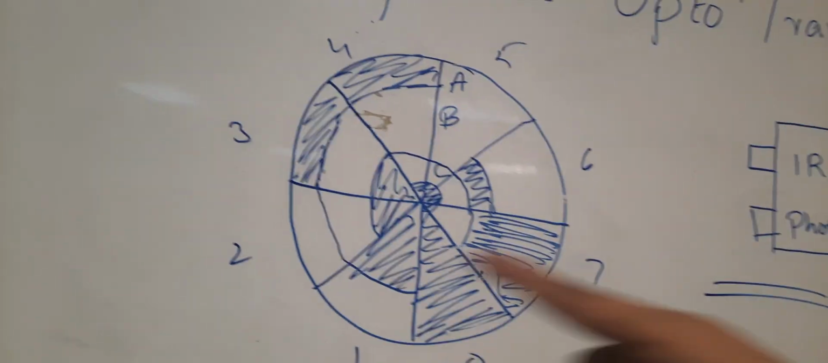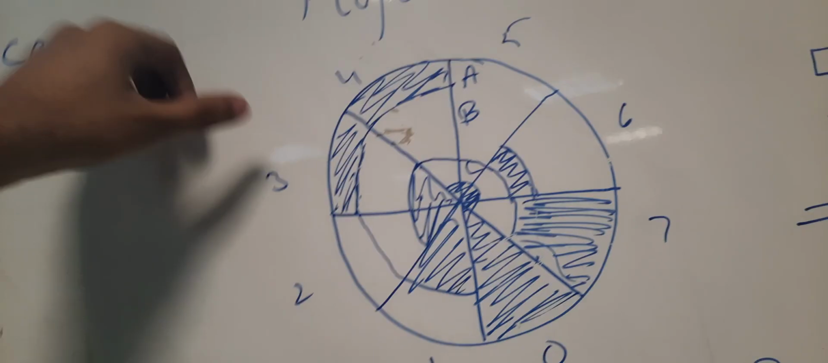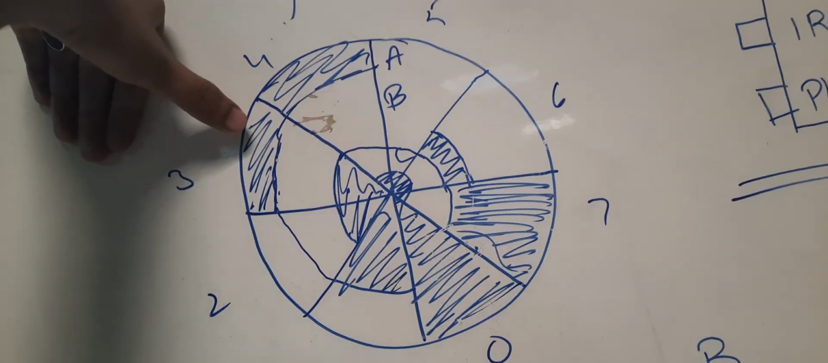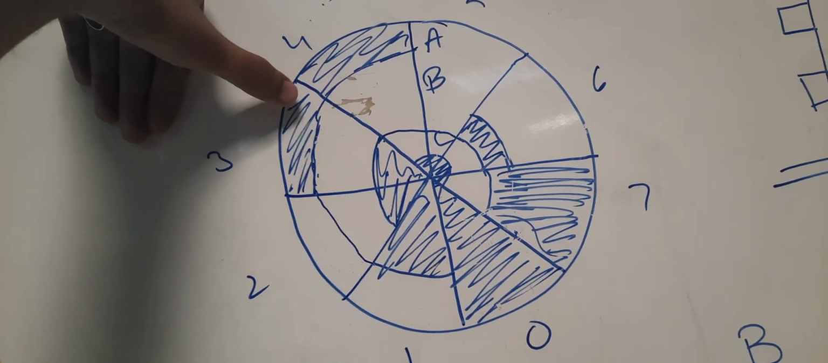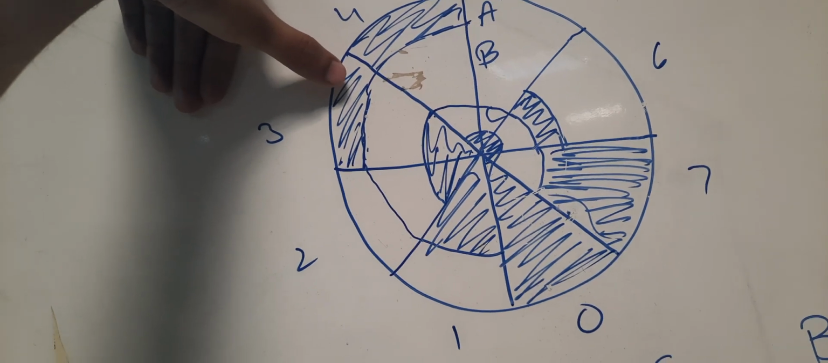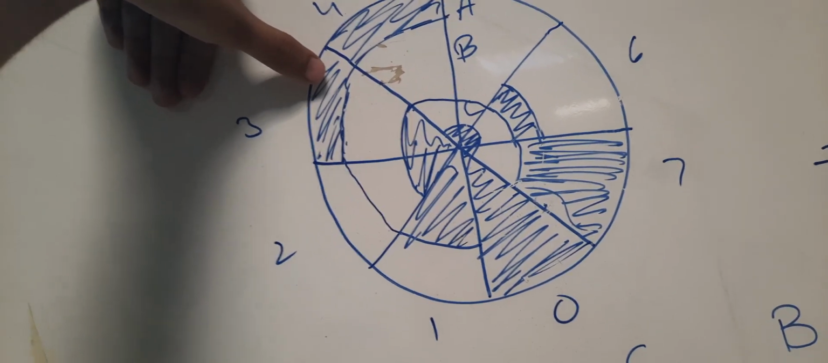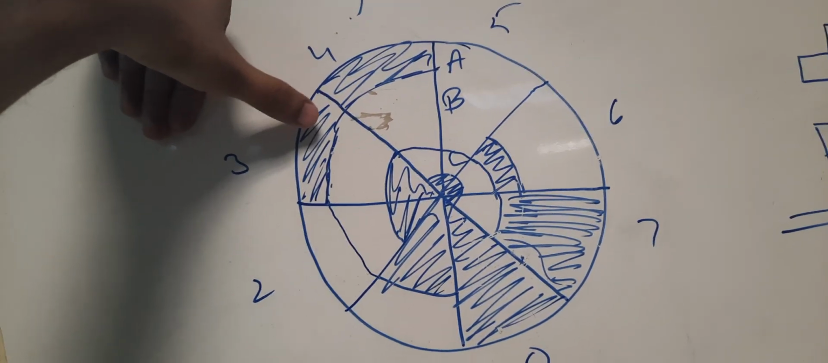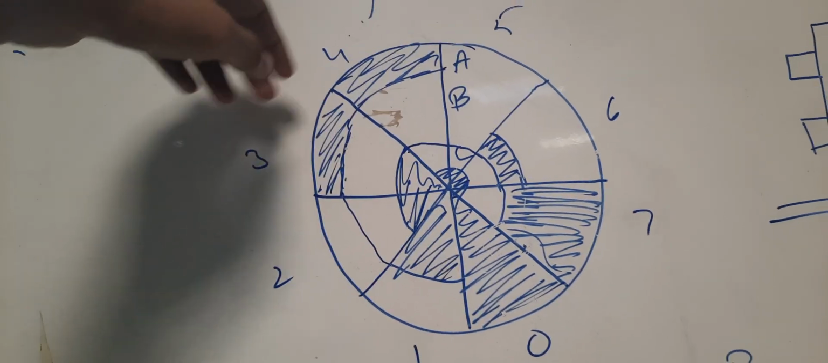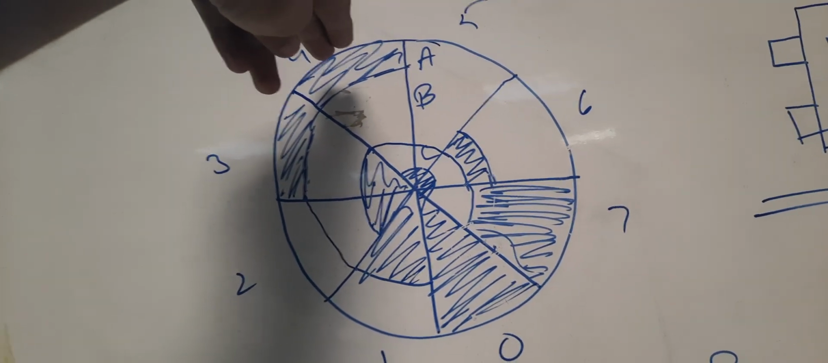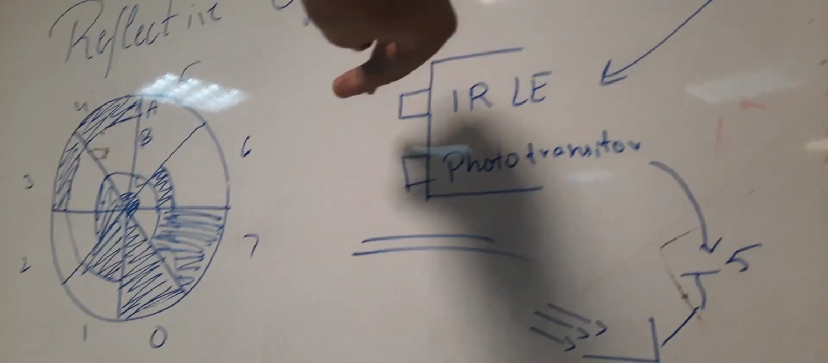Now the disc has the black regions, which, as you know, is the universal absorber. Radiation does not reflect back through the darker region. So basically when this region appears in front of this sensor, the IR radiation will not reflect back, and so the LED will not glow.